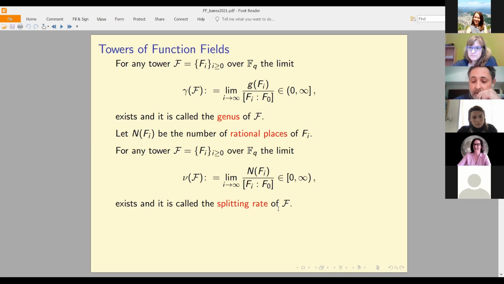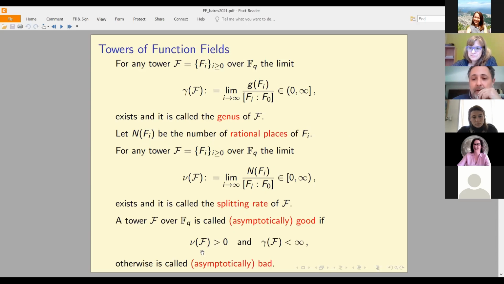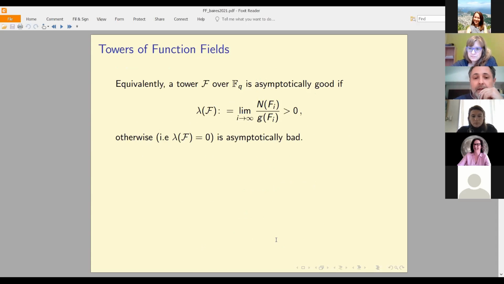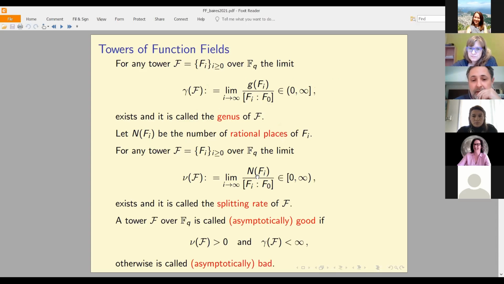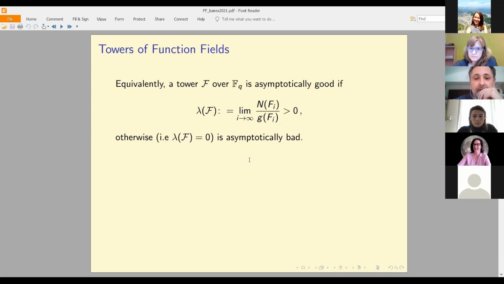With these two quantities, you define when a tower is good or asymptotically good. You have to have a positive splitting rate and finite genus. Otherwise, if this is 0 or this is infinity, the tower is called bad. This is an equivalent definition, which is taking these quotients, the degree of the fields goes away, and you take the number of rational points divided by the genus of each field. You can prove the limit exists, and if good, the limit is positive. Otherwise, the limit is 0, which means that the tower is bad.